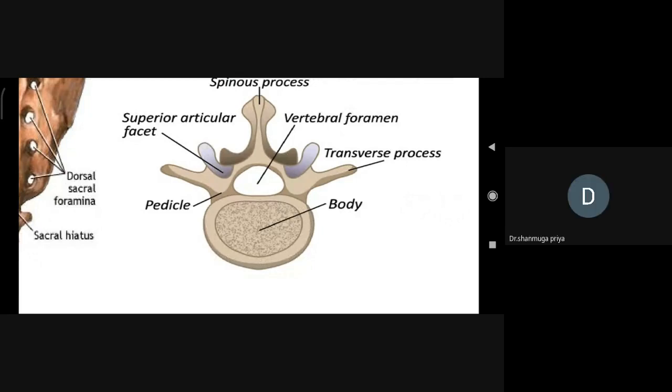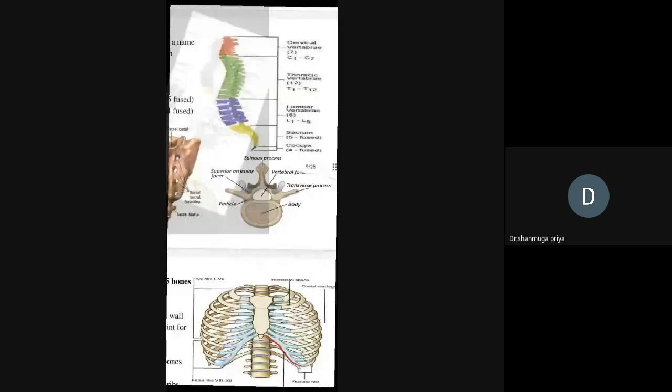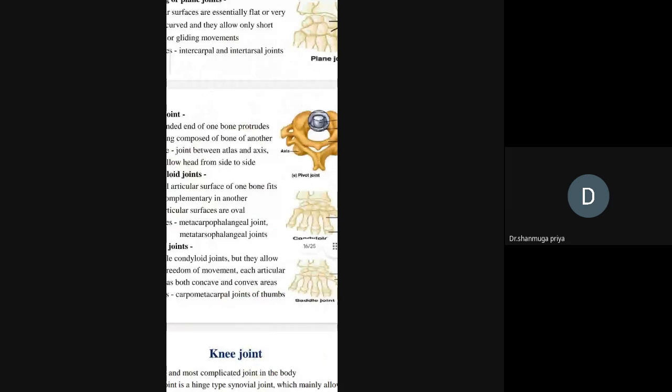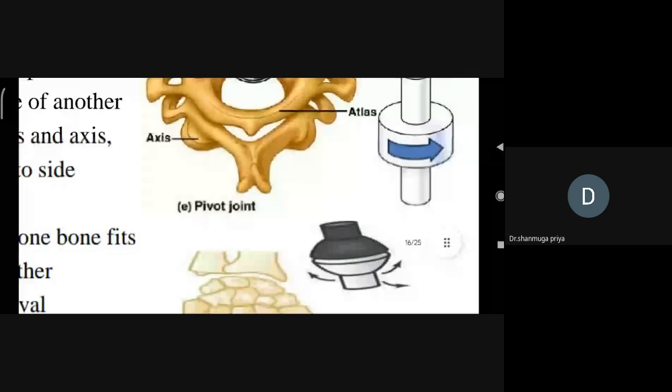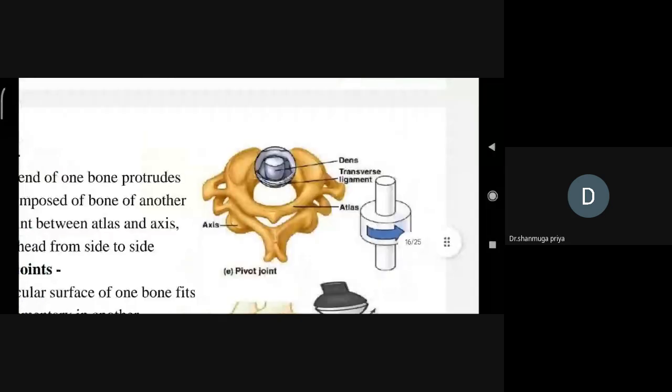So this is a normal structure of a spinal vertebra. Now, in the case of C1 and C2, there is a bit different structure we can see, like we can see in this slide. Now the slide is clear.